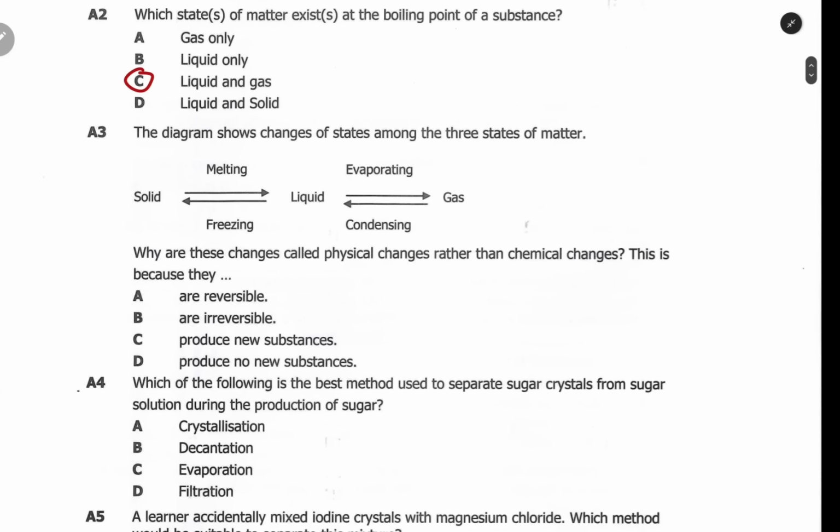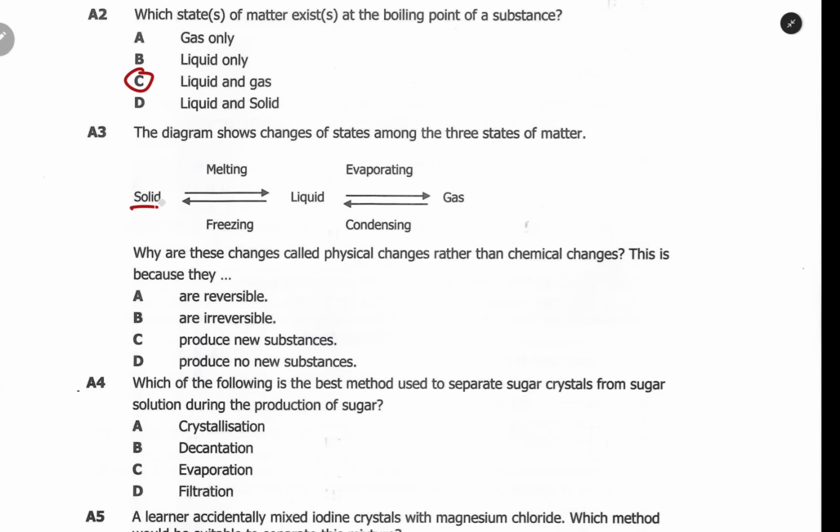Question 3: the diagram below shows the changes of state among the 3 states of matter. As you can see, solid, liquid, gas. Then the changes of state, you have the ones going forward and of course backward, as the arrows indicate. What is the question? Why are these changes called physical changes rather than chemical changes?